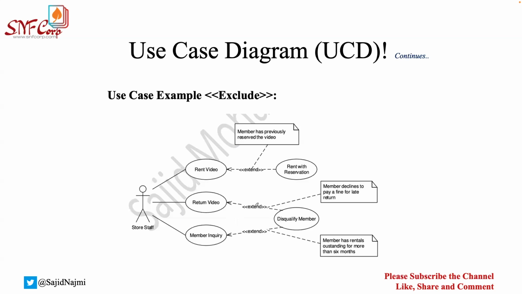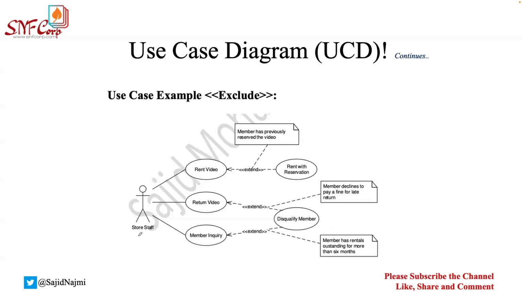So this is the difference between extend and include. If this is include, that means this has to be disqualified. But in extend, no. This is just optional. Now, don't be confused by these arrows. As I said, arrows can be in either direction. That doesn't matter. You just have to see this extend relationship, and then you have to decide what you're going to do accordingly.